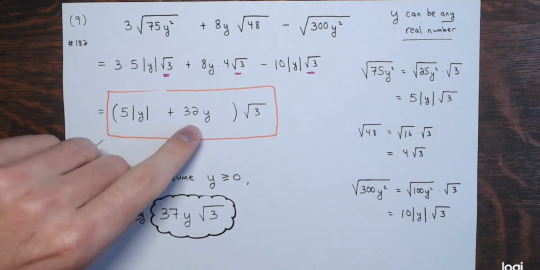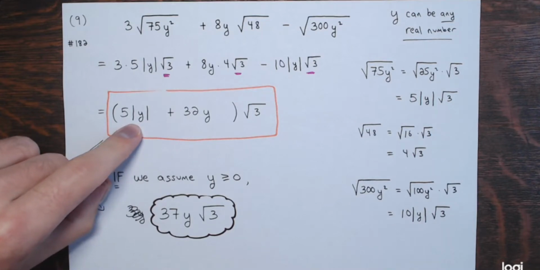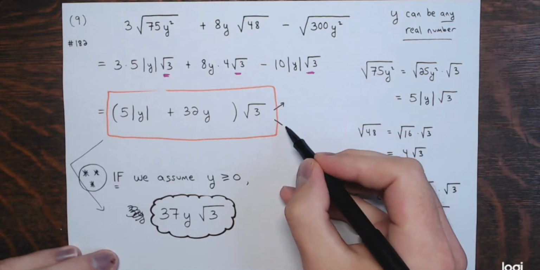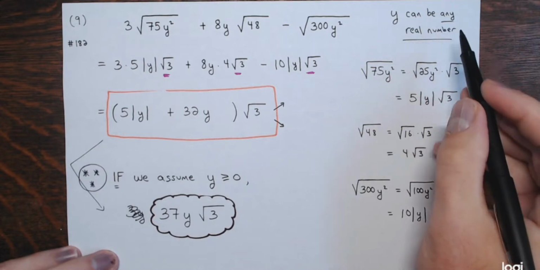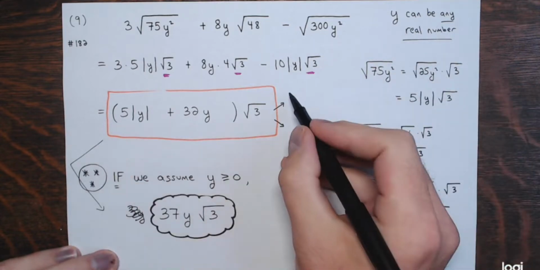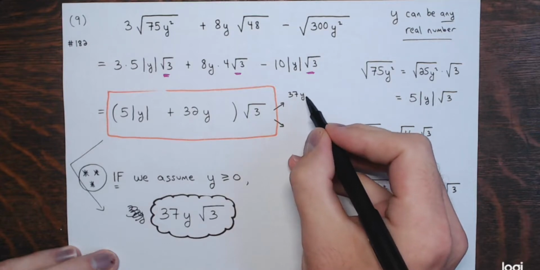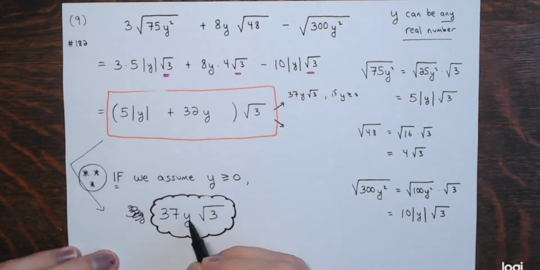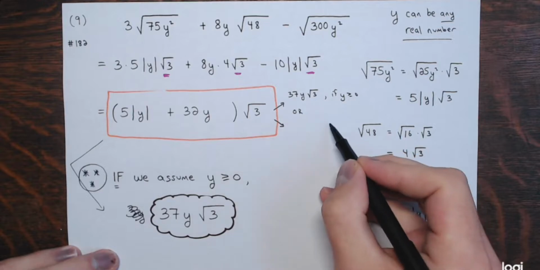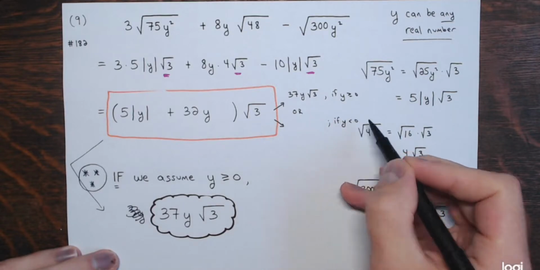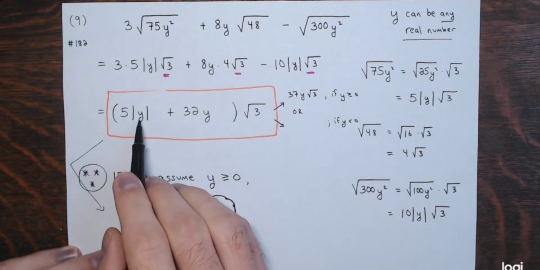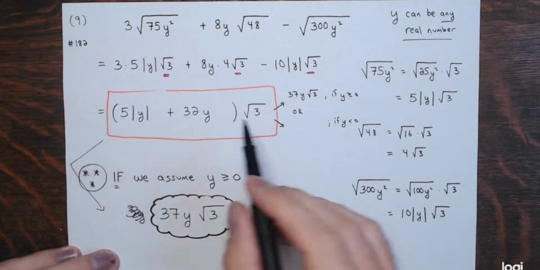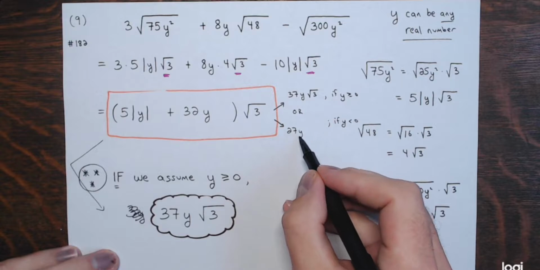Now you could also break this up into 2 parts. Remember how absolute value is defined? You go back to saying y can be any real number. If y is not negative, you get 37y times the square root of 3. Again, that's if y is greater than or equal to 0, like I said down here. Or, what if y were negative? What if I replace y with a negative number? Remember, if y is negative, the absolute value of y is negative y. So this would be negative 5y plus 32y. That'd be 27y times the square root of 3.